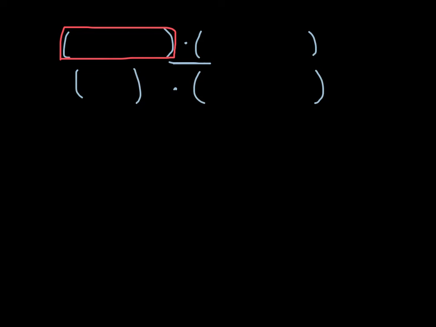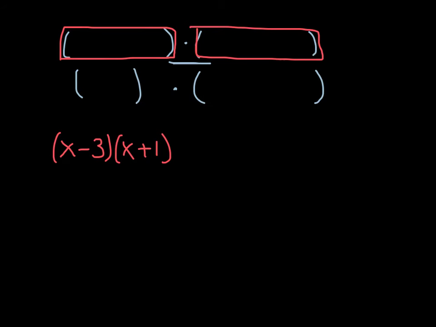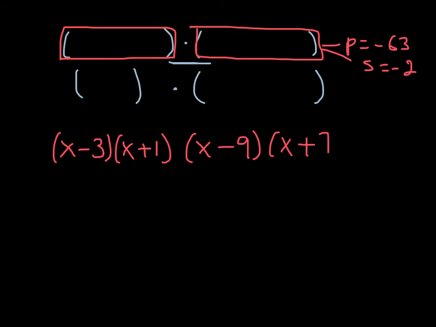What's the product of negative 3 and the sum of negative 2? It's going to give us negative 3 and positive 1. Next, we're going to factor this factor. Here the product is negative 63 and the sum is negative 2. And you're going to find this is going to factor into x minus 9, x plus 7.